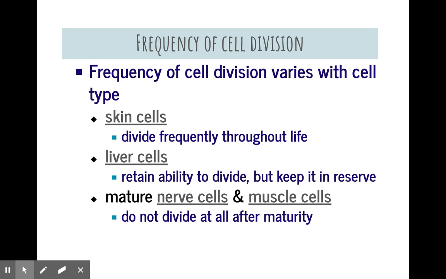Frequency of cell division varies with cell type. Skin cells divide frequently throughout your life. Liver cells, as we said, retain the ability to divide, but they keep it in reserve. Mature nerve cells and muscle cells do not divide at all after maturation.